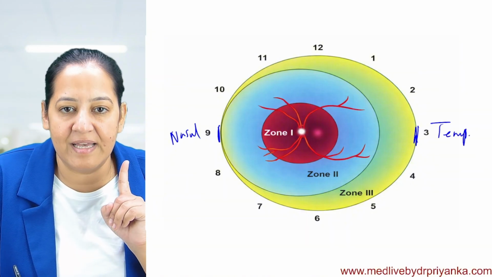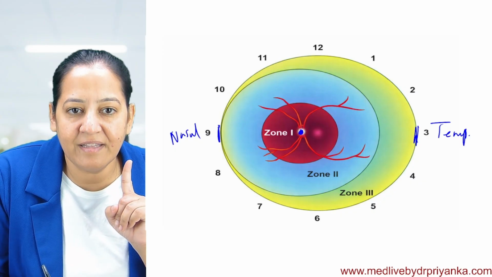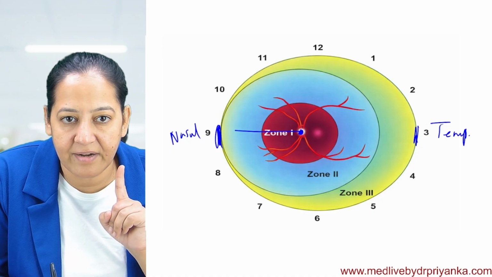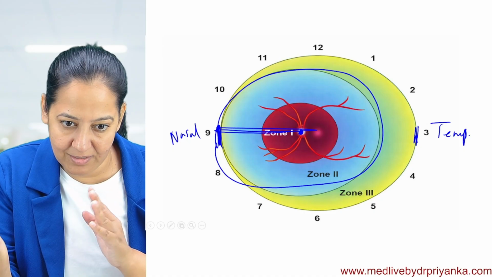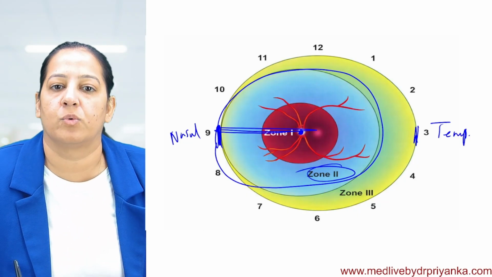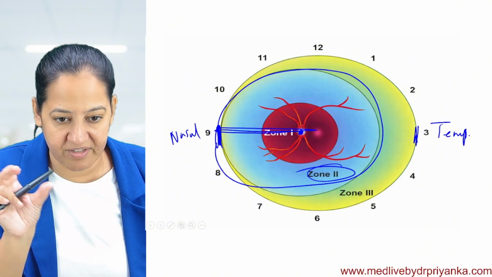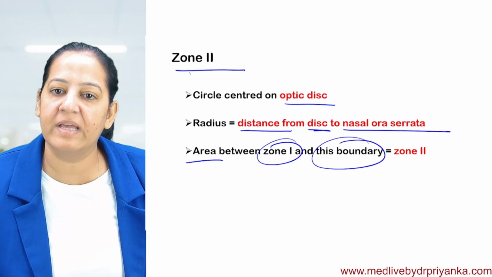Take the center as the center of the optic disc, and take the nasal end as the radius. Now make a circle from here. This circle is towards the nasal end, and this is zone 2. The distance between the first and second circle is zone 2. So the area between zone 1 and this boundary is zone 2. I will draw it again for you.